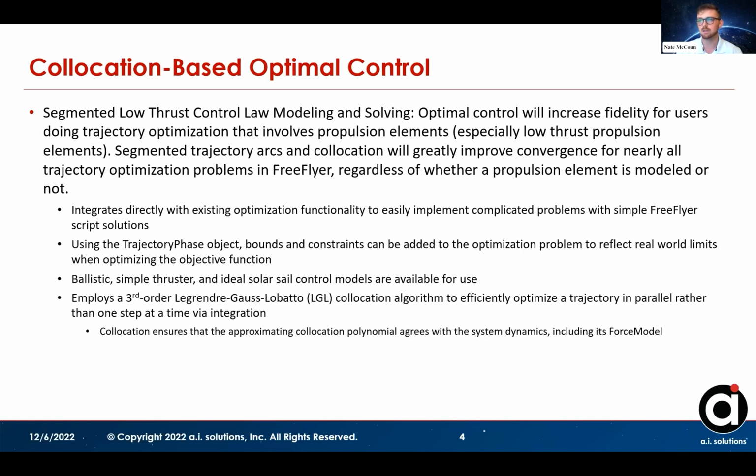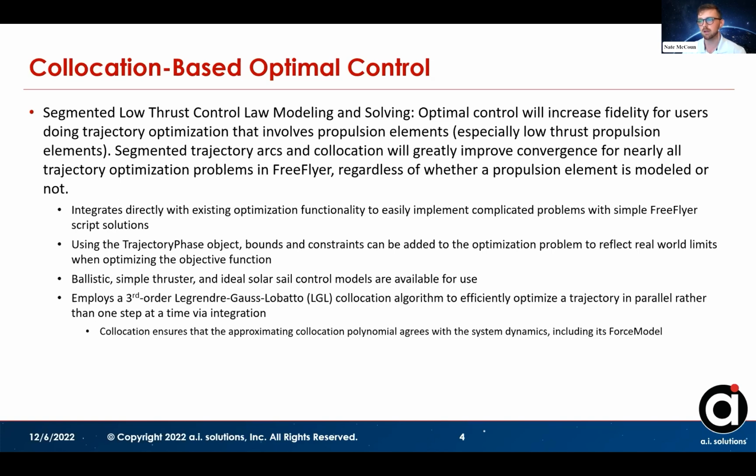The main new object is going to be the trajectory phase object, and using this object, bounds and constraints can be added to the optimization problem to reflect real-world limits when optimizing your objective function. There are 3 control models available for use, which we'll talk more about in the next few slides. They're the ballistic control model, the simple thruster, and an ideal solar sail control model.